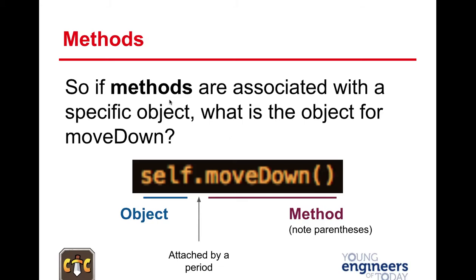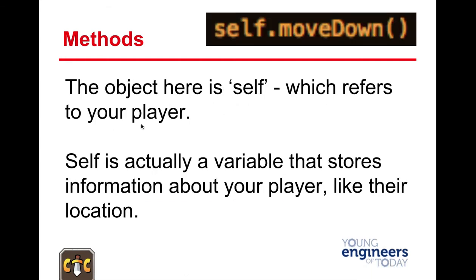So, if methods are associated with a specific object, what is the object for move down? Well, the object is self. And note the syntax here, the syntax being like the grammar or the way the language works. Self is the object, and it's attached to the method with a period. So the object self, the method move down, and the method will have parentheses. The object is self, which refers to your player. Self is actually a variable that stores information about your player, like the location. And you can use this whole line to save and get information as well, and we'll see that in just a moment.